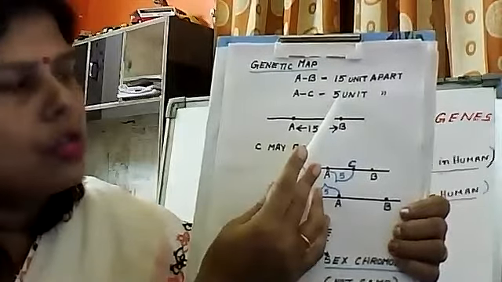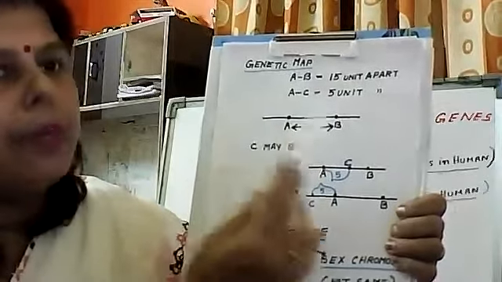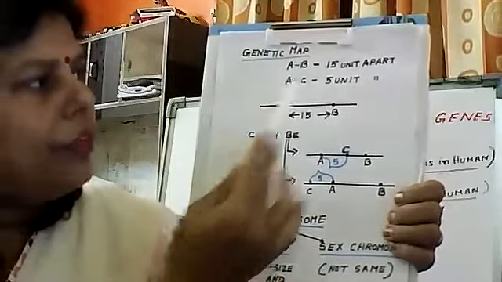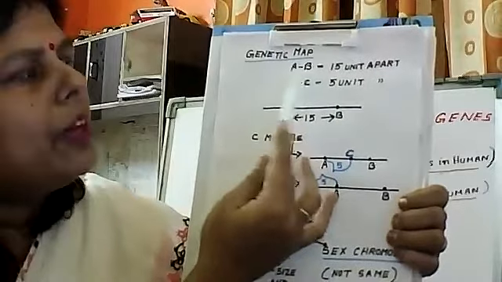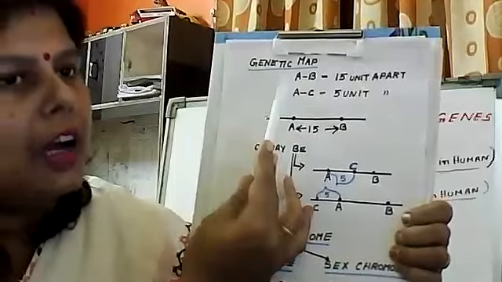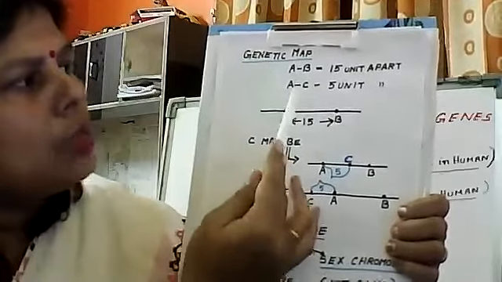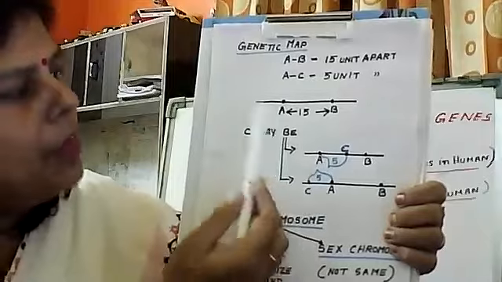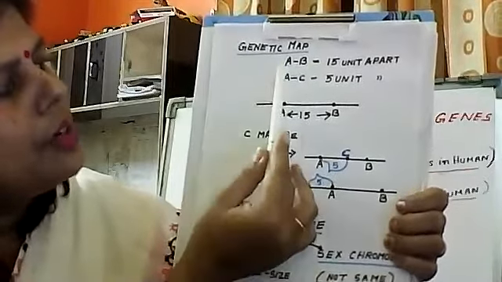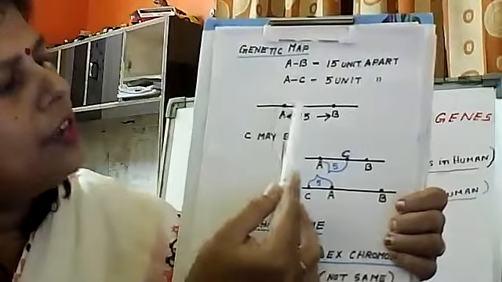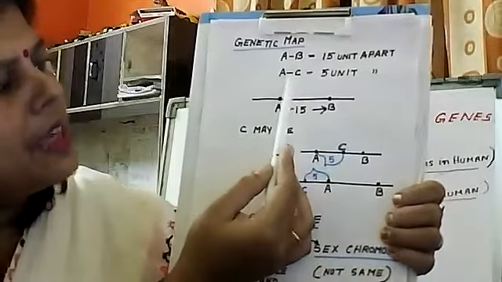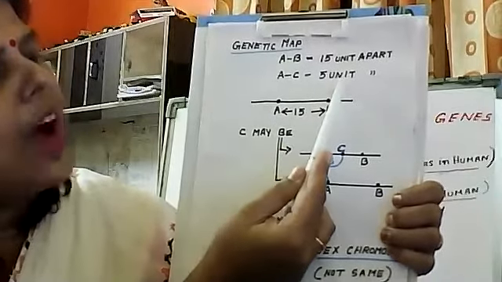Now, if you are asked to plot these three genes in a particular chromosome, the possibilities are two. If you get a hint how far the genes are located in a particular chromosome, at least you can have an idea where to plot. Here I have shown you a straight line. Since A to B is given, let us assume from here to here the distance is 15 units. Then it is given that between A and C is 5 units.